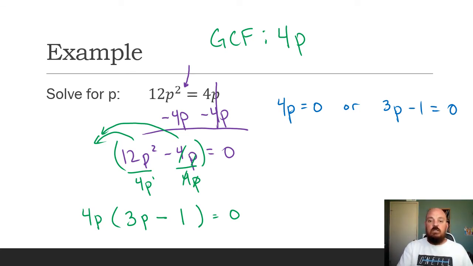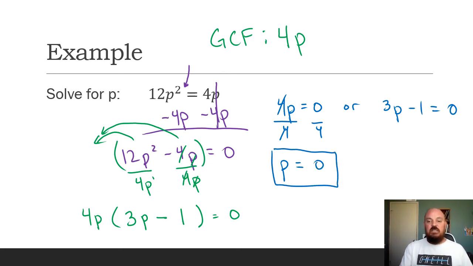So for my first one, I have 4p. I want to cancel the 4. Let's divide both sides by 4. 0 divided by 4, still 0, just like our first one. So we got an answer of p equals 0 again.